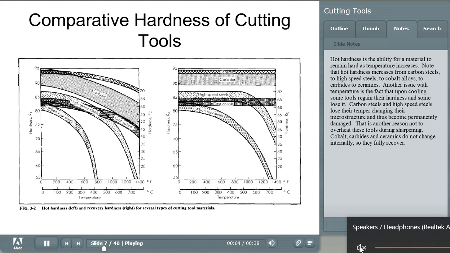Hot hardness is the ability for a material to remain hard as temperature increases. Note that hot hardness increases from carbon steels to high-speed steels to cobalt alloys to carbides to ceramics. Another issue with temperature is the fact that upon cooling, some tools regain their hardness and some lose it. Carbon steels and high-speed steels lose their temper, changing their microstructure and thus becoming permanently damaged. That is another reason not to overheat these tools during sharpening. Cobalt, carbides, and ceramics do not change internally, so they fully recover.